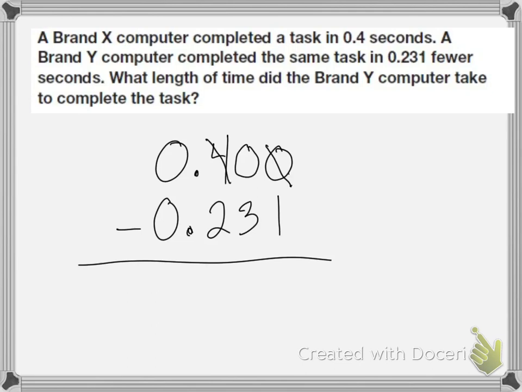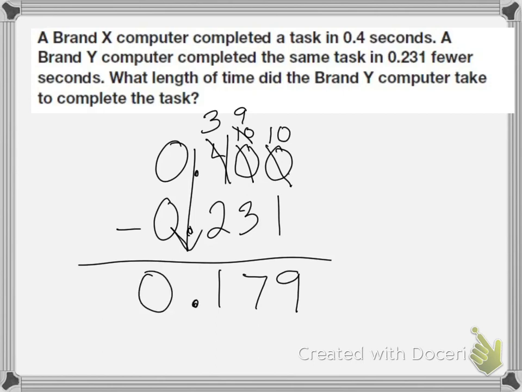left, borrow from the 4, 4 becomes a 3, this one becomes a 10, I borrow from it and becomes a 9, and this one becomes a 10. 10 minus 1 is 9, 9 minus 3 is 7, and 3 minus 2 is 1. Decimal comes straight down. So my answer is it took computer Y 0.179 seconds to complete the task.